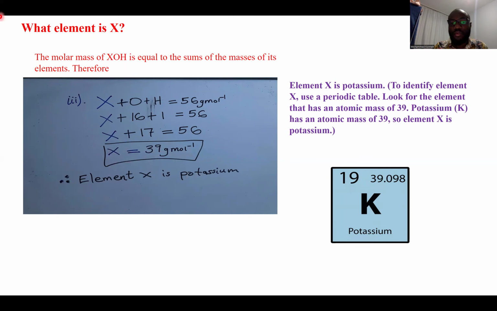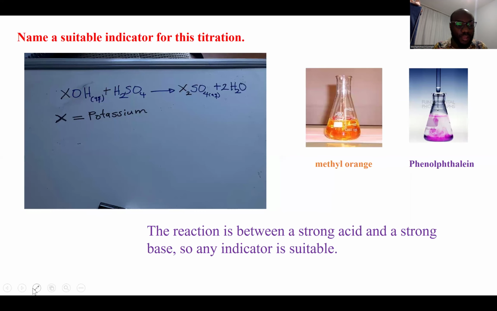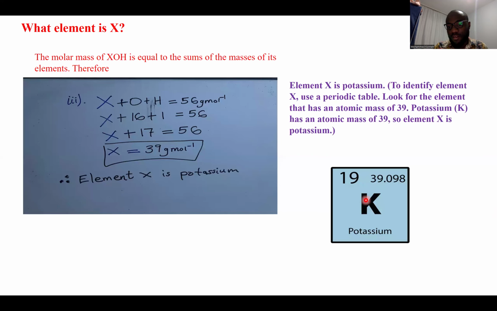How did we know? To identify the element X, use the periodic table. On the periodic table, 39 is the atomic mass of potassium. So potassium becomes the element, and this compound becomes potassium hydroxide. In this chart, we have potassium, which is 39. So we move to our next question.